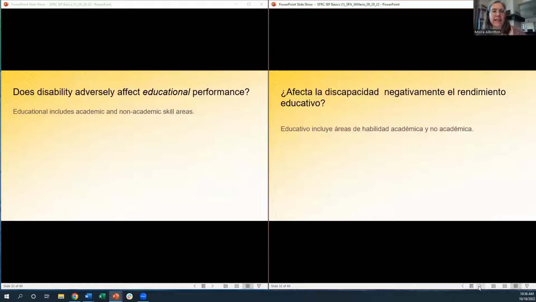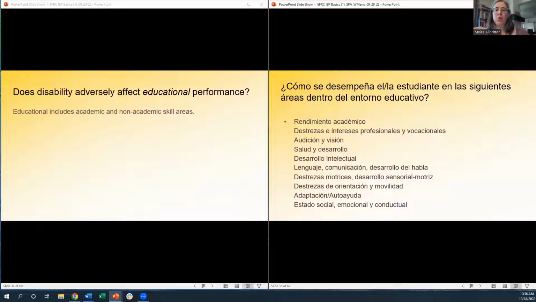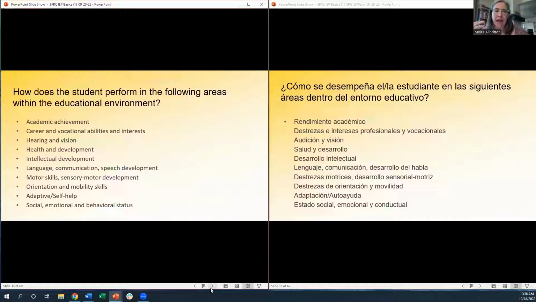And Joe, we can go to the next slide, because this gives kind of a list of what we would consider academic and non-academic kind of skills. And so things like social emotional behavior status, health and development, hearing and vision. Like, it's not just, does my child know how to do arithmetic and write and read? It's broader than that. But how is the child performing? That's a current question. So we look at, how does the student perform today in a classroom setting?